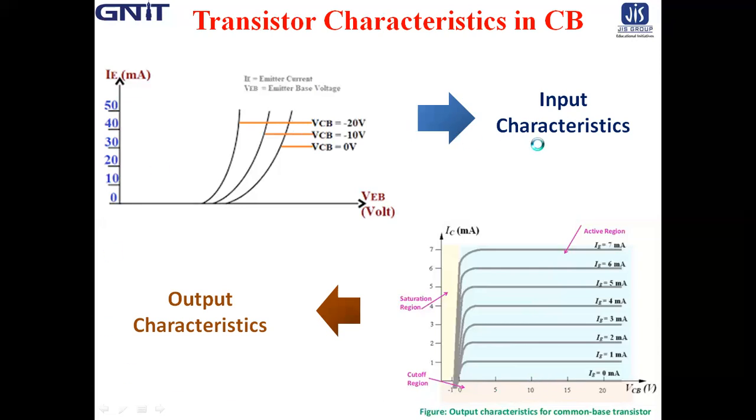So this is the input and output characteristics curve under common base configuration.